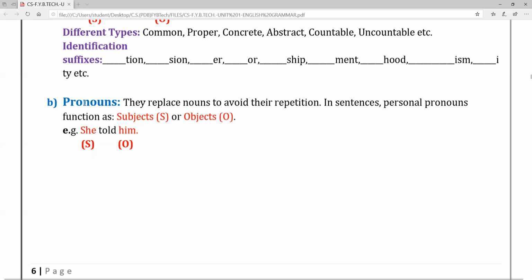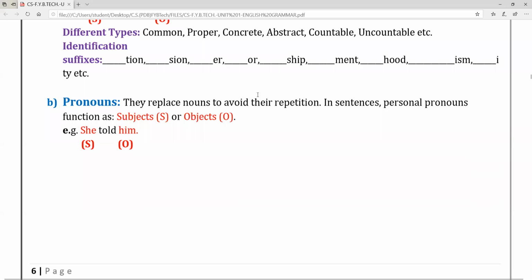The second part of speech that we have seen was the pronoun. Okay, so what is a pronoun? It is the word which replaces a noun. A pronoun is simply a word which replaces a noun to avoid repetition. For avoiding the repetition of nouns, we use pronouns in sentences.